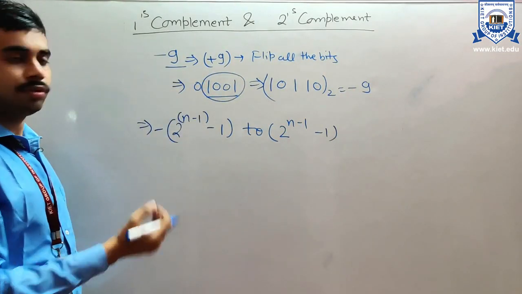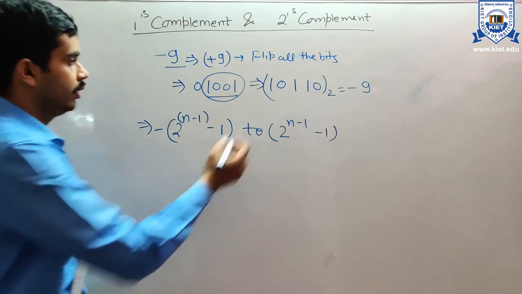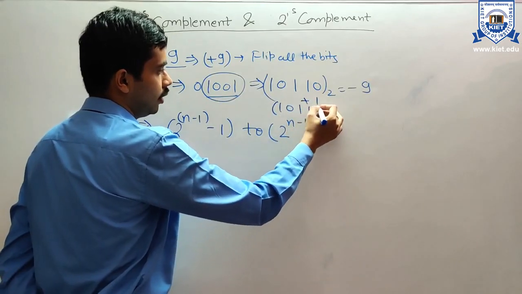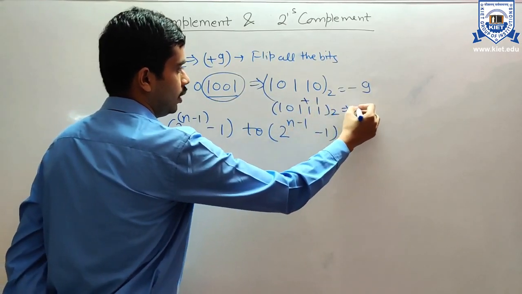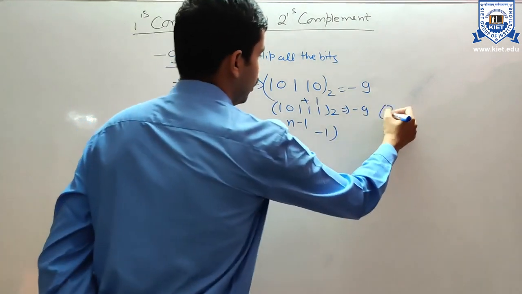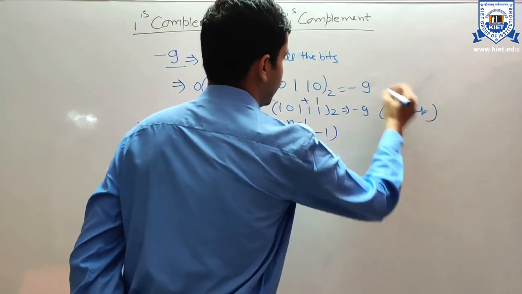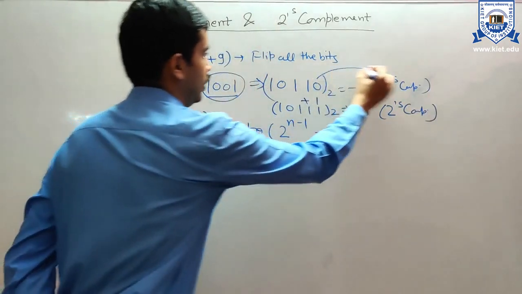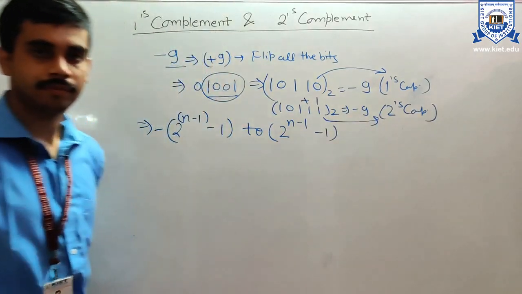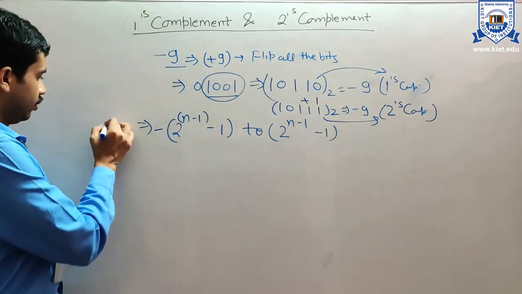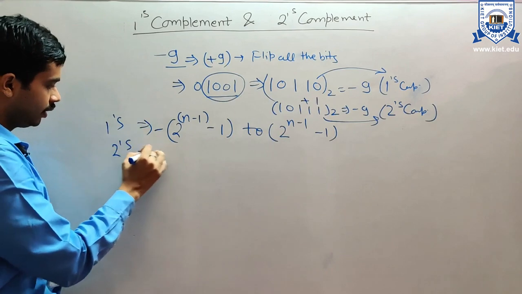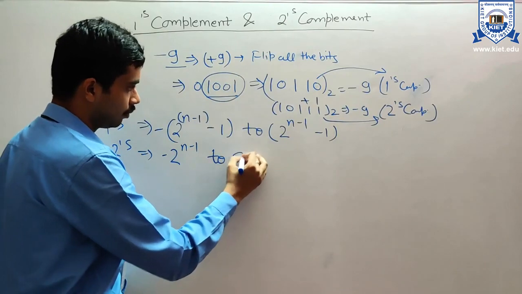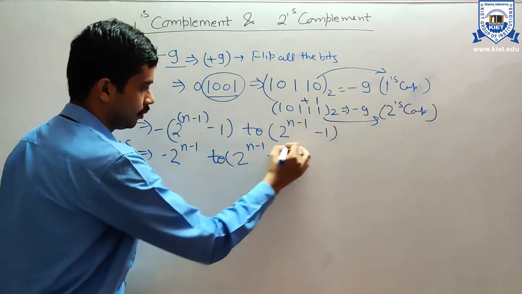Now if we talk about 2's complement, how will we calculate it? Just add 1 to this and we get the 2's complement: 1 0 1 1 1 base 2. So this is minus 9 in 2's complement, and the earlier one is the 1's complement. Also, the 1's complement range is this, and the 2's complement range is minus 2 to the power n minus 1 to 2 to the power n minus 1 minus 1.